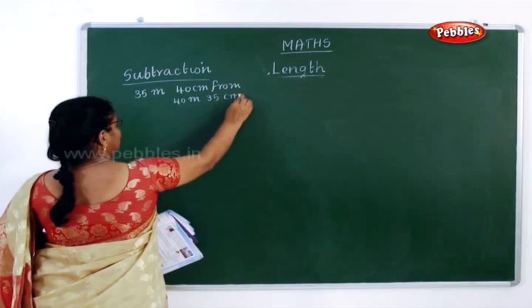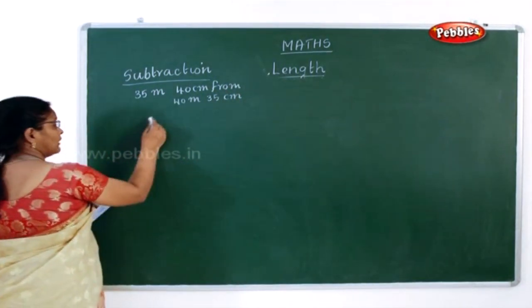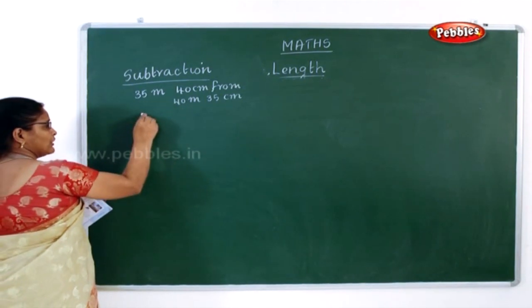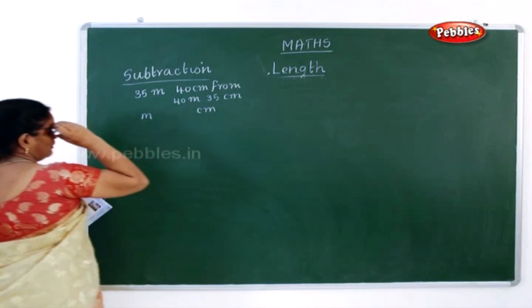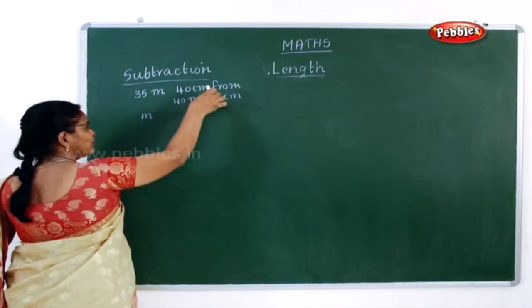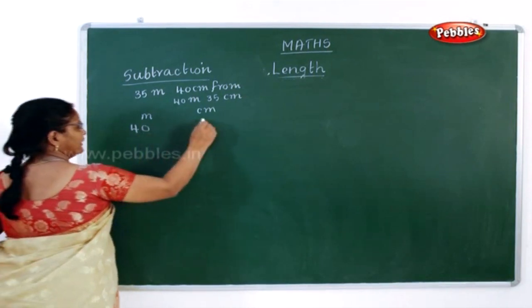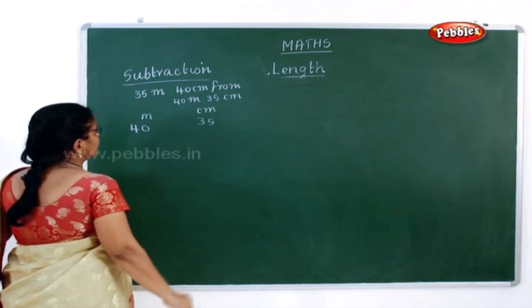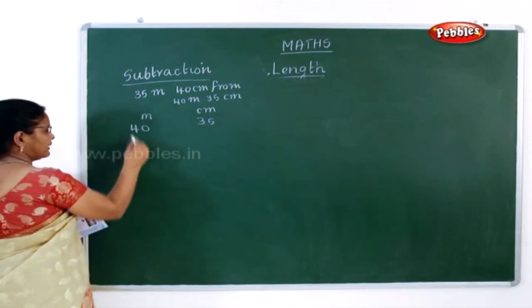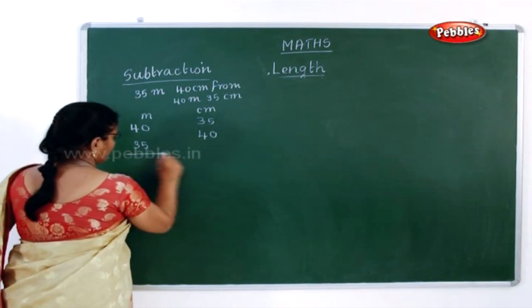Now what you have to do is, as I told you in the addition sum itself, you have to write the heading like this, meter and centimeter. Because you have to subtract from this 40 meter, you will write 40 here and 35 centimeter here. So 40 meter and 35 centimeter, from which you have to subtract 35 meter and 40 centimeter.